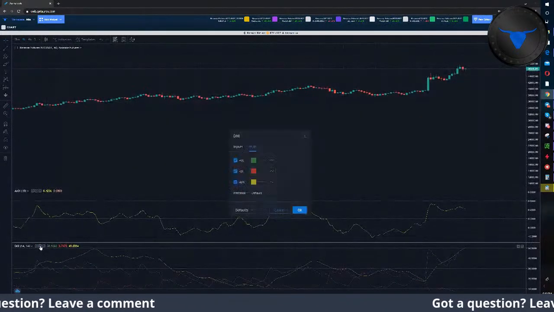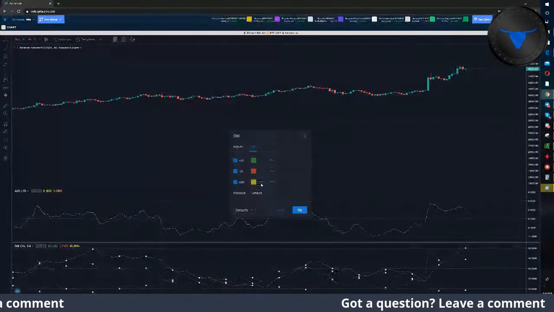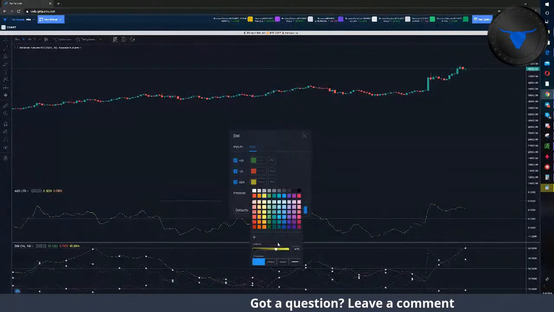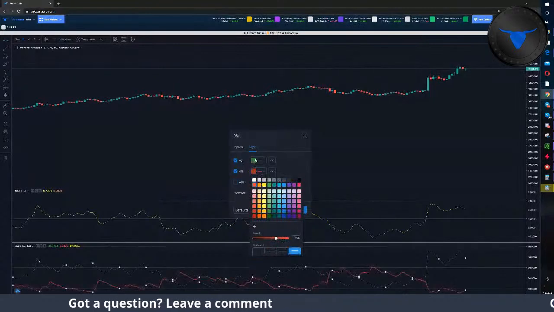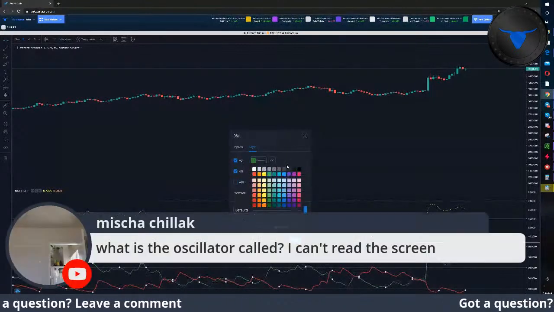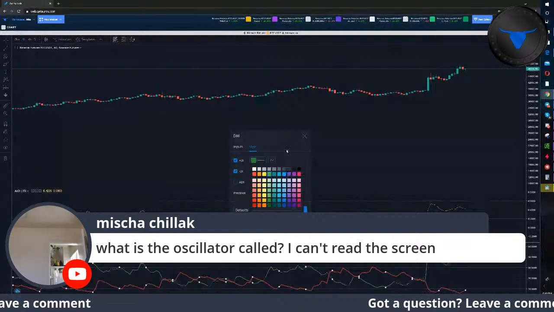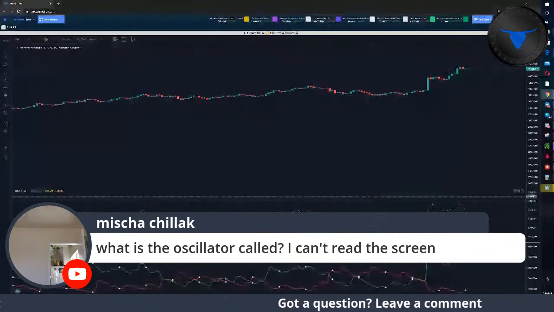Let me fix this. Can you increase the opacity too? Yeah, I should remove this. We don't need this. So I think Misha asked what oscillator is, what is this indicator?